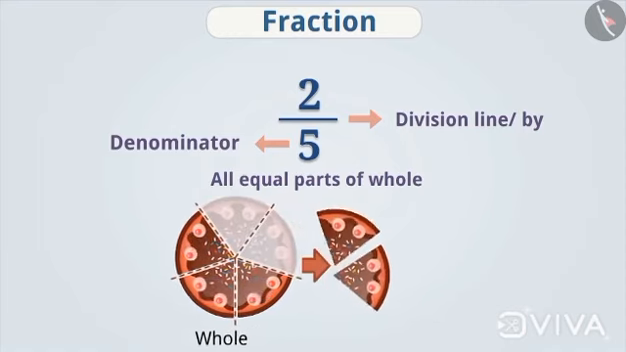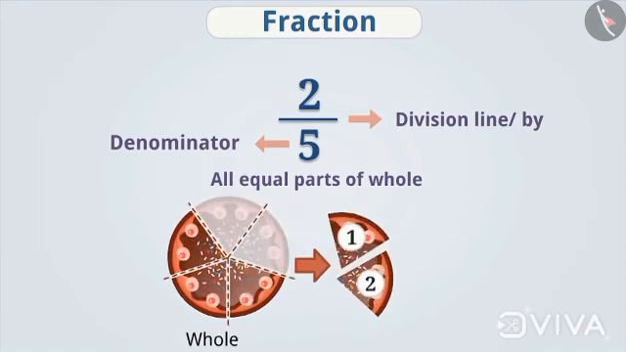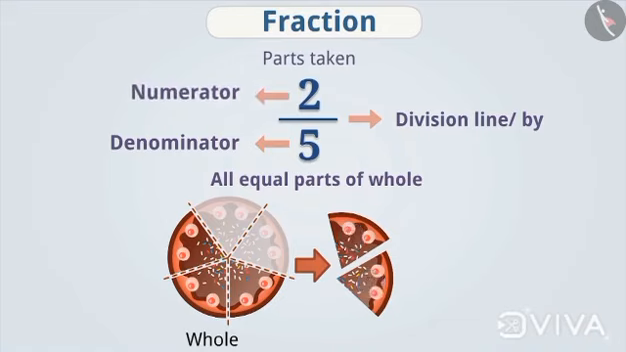The number of parts that are taken aside is represented above the division bar. Therefore, the number of parts that has been considered from all equal parts is called the numerator. In a fraction, the numerator is written above the division bar and the denominator is written below. It is not always necessary that a fraction represents a part of the whole thing. We can also use it for representing a part of a group.